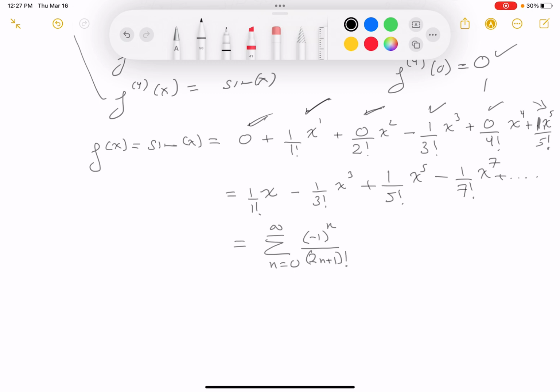And what's that going to be? Well, 2n plus 1 at 0 would be 1. So that's 1 factorial. At 1, it would be 3. That looks good. And then I'll write the x down. That's going to be x to the 2n plus 1. And let's do the ratio test on it.